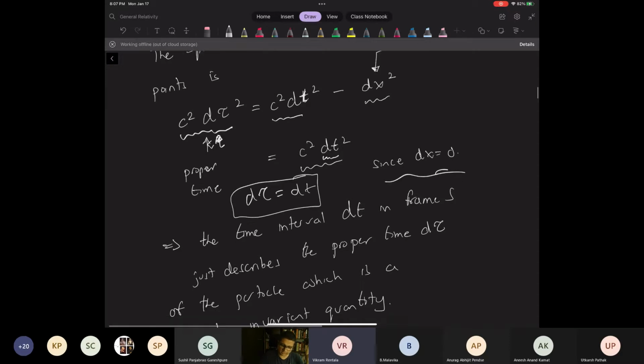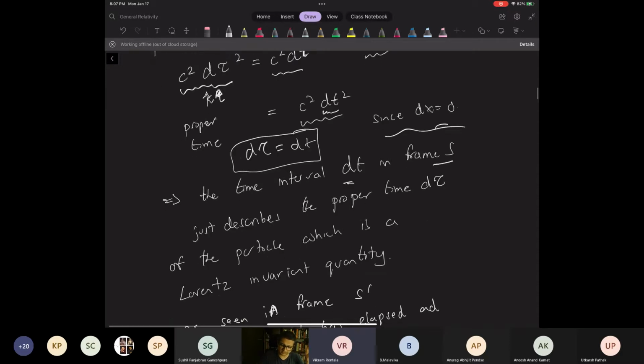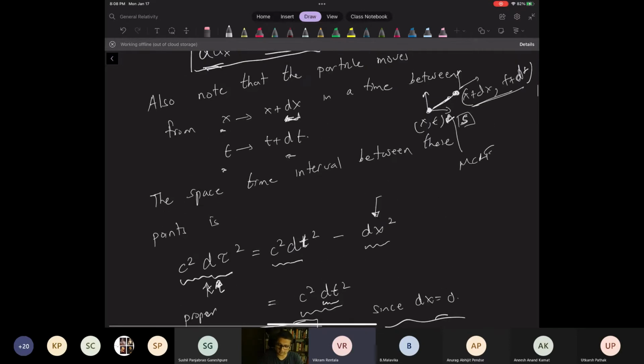So the time interval dt in the frame S just describes the proper time d tau of the particle, and this proper time is a Lorentz invariant quantity. So all observers will agree on the amount of time d tau that has elapsed between the particle moving from here to here. They will just calculate it in different ways.